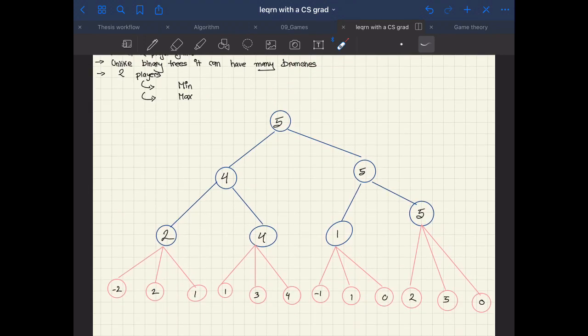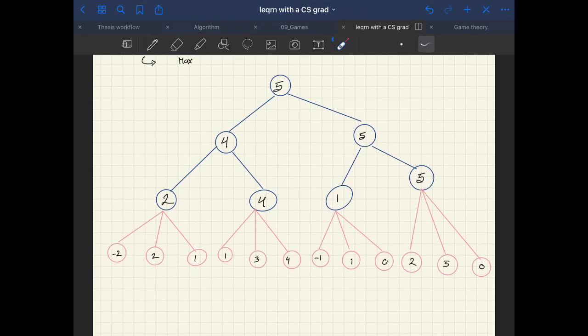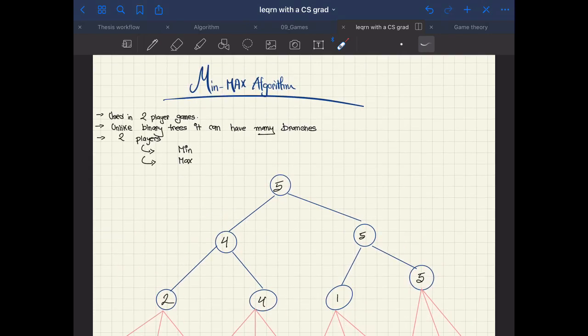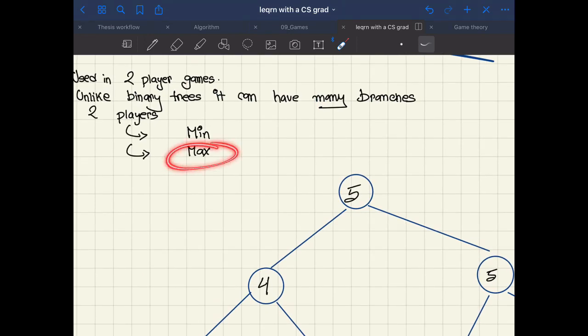This follows the tree data structure, and unlike binary trees, it can have many branches depending on the situation of the game. There are basically two players. One is called min and the other is called max. The max here is always initially minus infinity and min is positive infinity. This is like the worst case for them.